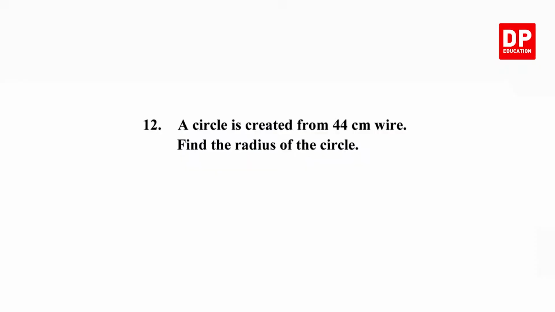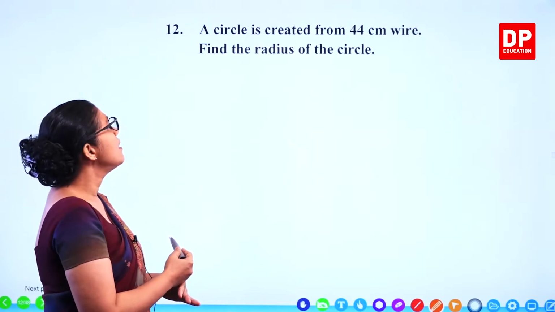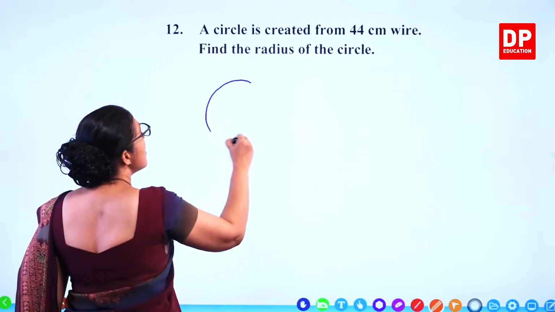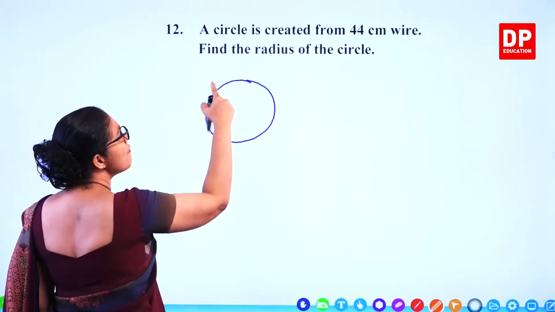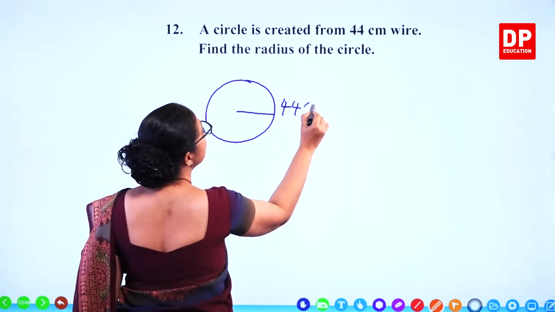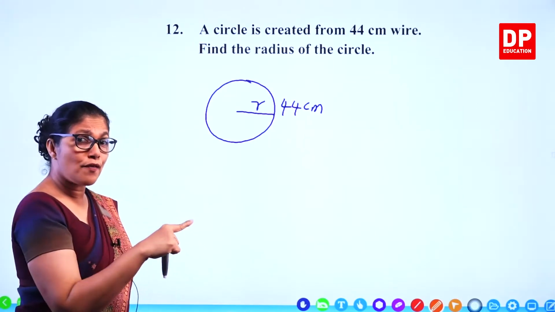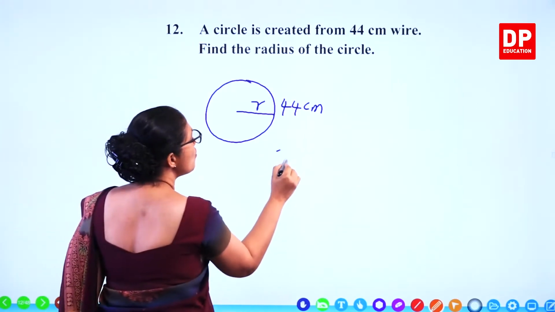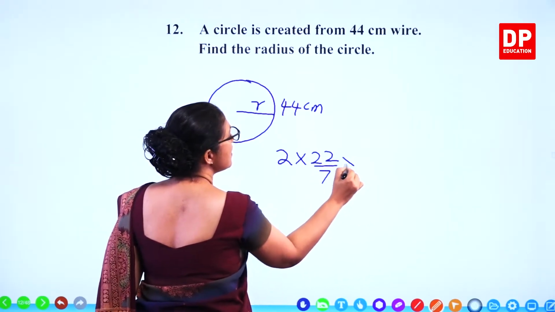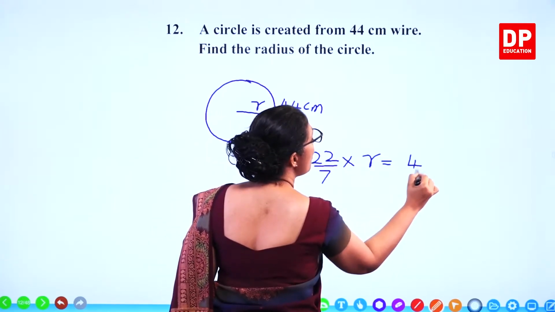Question number 12. A circle is created from 44 centimeter wire. Find the radius of the circle. So that means the circumference of this circle is 44 centimeters. If the radius is r. So what is the circumference of a circle? 2 pi r. 22 over 7 is pi and the circumference is equal to 44.